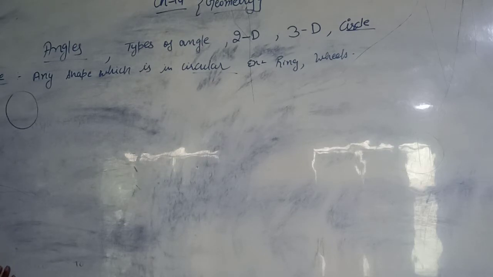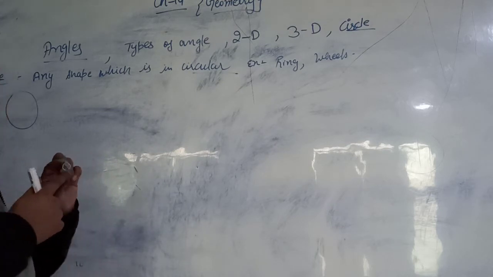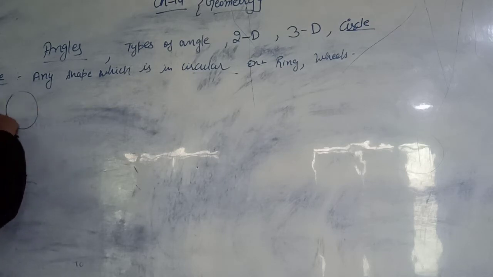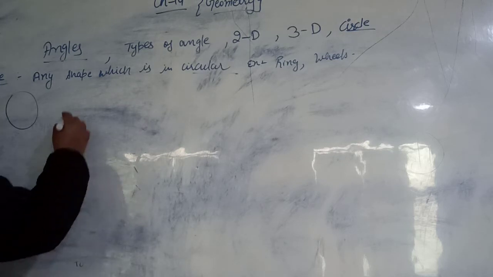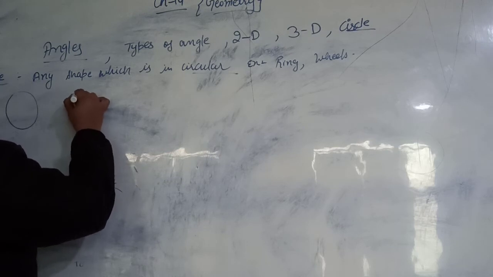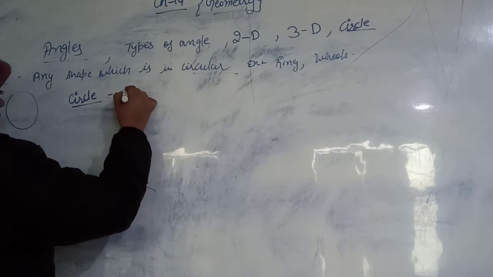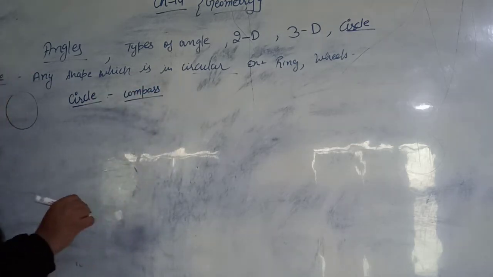Now in circle, what comes here is how you will draw the circle that is of equal length from all sides. Like here I draw freehand, but it is not a proper circle. As you can see, it is not the proper circle. So to draw the circle properly, we use a compass. What do we use, beta? Compass.